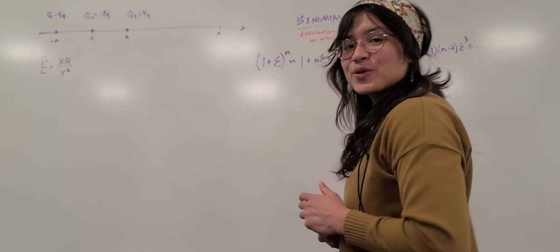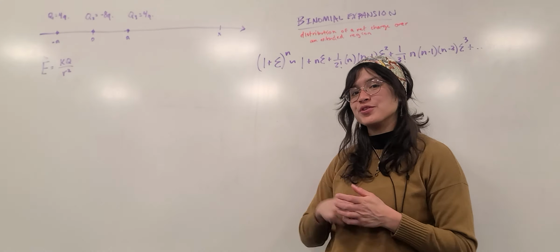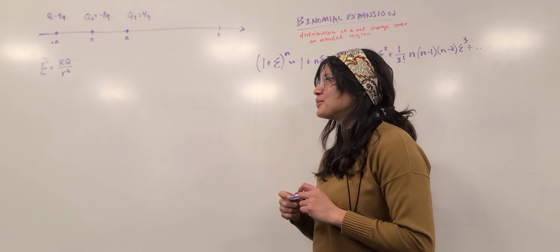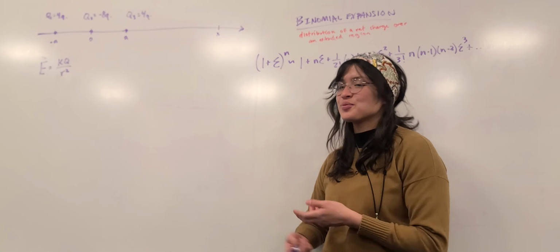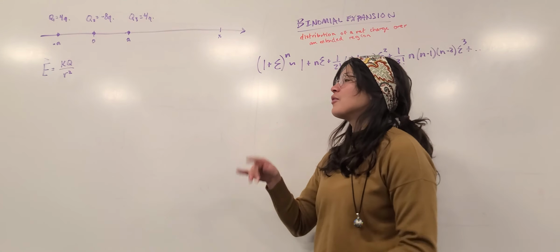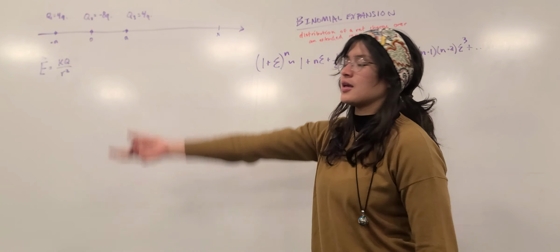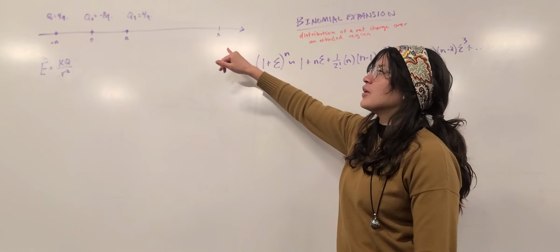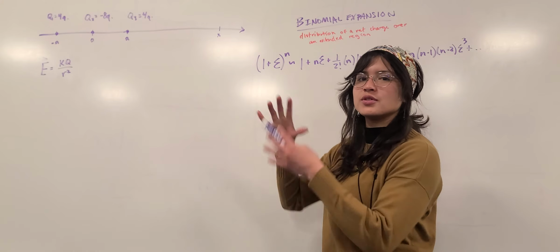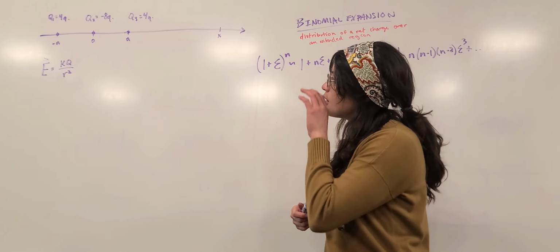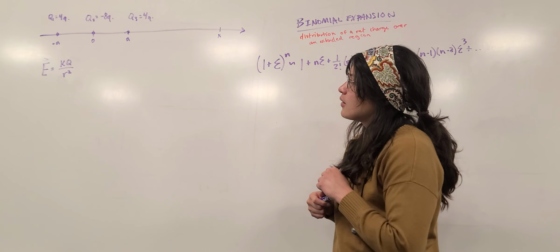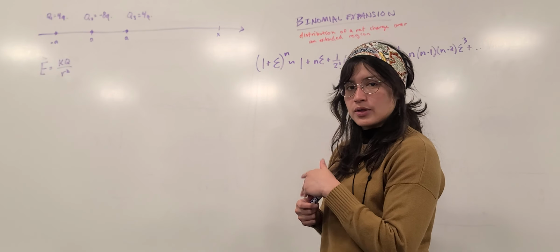Alright, so we're going to use binomial expansion to find the distribution of a net charge over an extended region. The net charge in question we're going to determine ourselves. We've got 3 point charges, all distance a apart from each other, and we're going to evaluate from some far point x to see its electric field. The one in the middle is going to be set at 0, and they all have their own point charges.